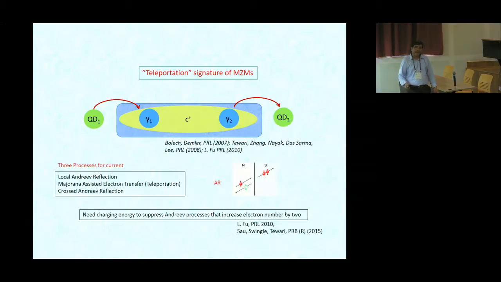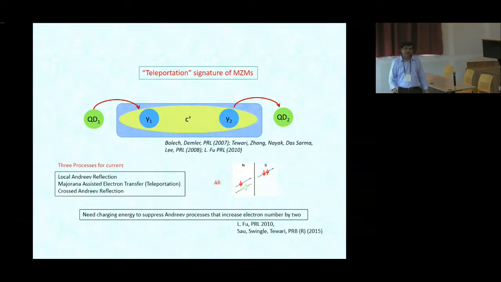All right, the second process, if you can somehow manage to suppress this local Andreev reflection, which, remember, introduces two electrons into the system. So maybe you can play with your charging energy in the superconductor to exclude the two electron case, and then you can reveal this process. This is a single electron transfer process. And that's what we call Majorana assisted electron transfer, sometimes also called teleportation.